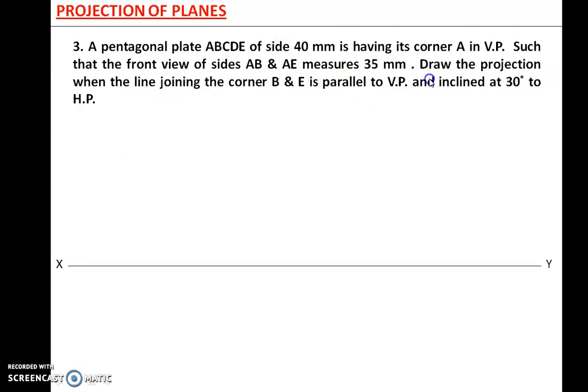Now further you have to incline the line joining the corners B and E by 30 degrees to HP. Now here you can see that only one inclination is given with HP, that is 30 degrees. Inclination with VP is not given to you. Now let us start the problem.